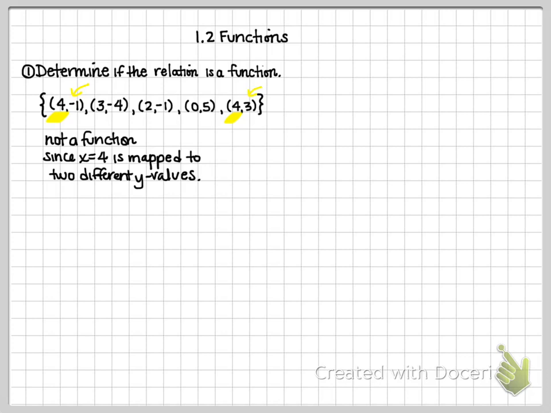Now, if I had a graph in front of me, I would check the vertical line test, which is in the written out notes for you. But if I have just a set of points written out, I'm not going to graph it. I'm just going to take a look and see if there are any x's that repeat and go to multiple y's.